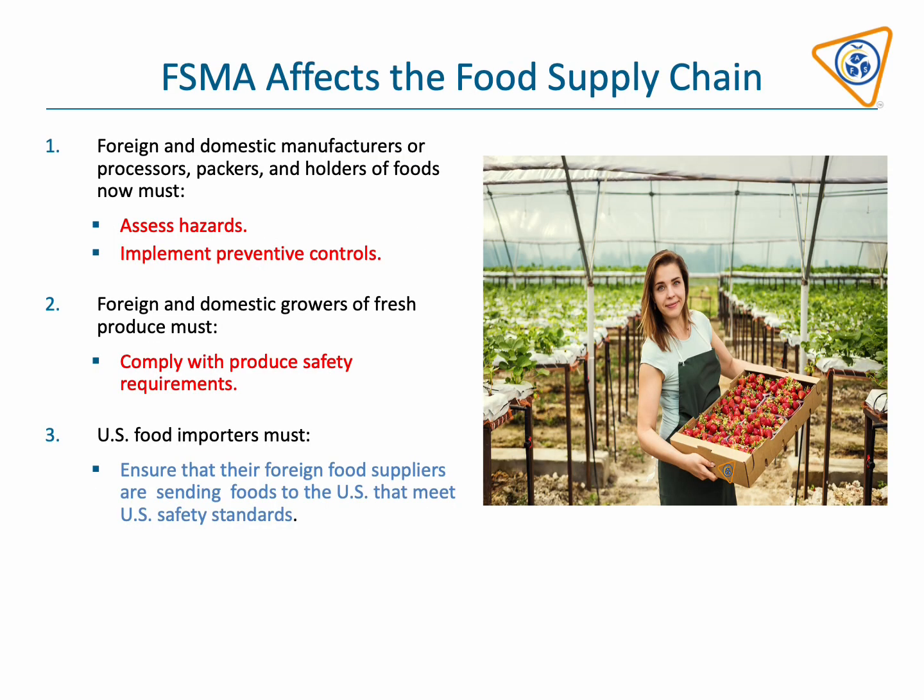The Food Safety Modernization Act affects the food supply chain. Foreign and domestic manufacturers, processors, packers, and holders of food must assess hazards and implement preventive controls. Foreign and domestic growers of fresh produce must comply with produce safety requirements, known as the Produce Safety Rule. United States food importers must ensure that their foreign food suppliers are sending foods to the United States that meet United States food safety standards.